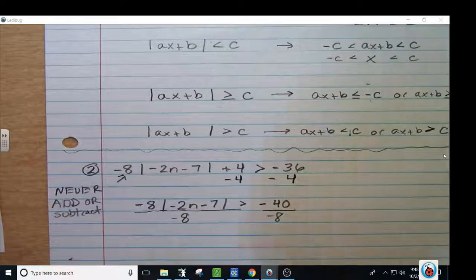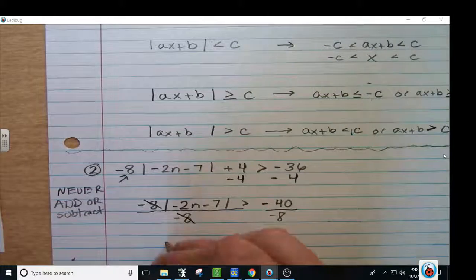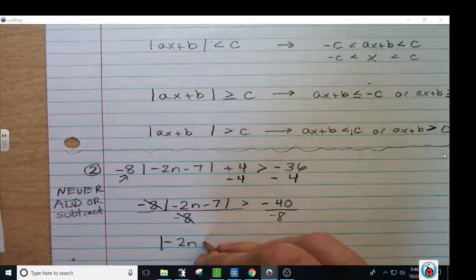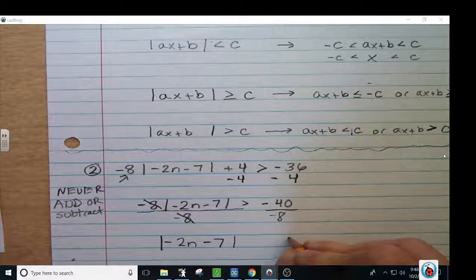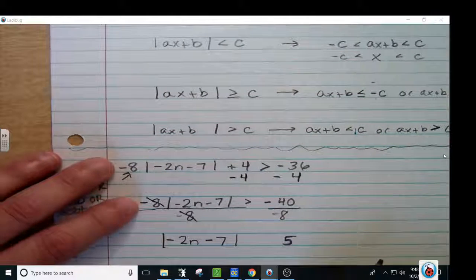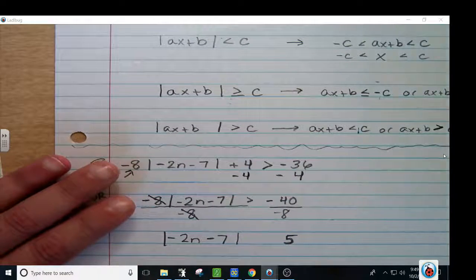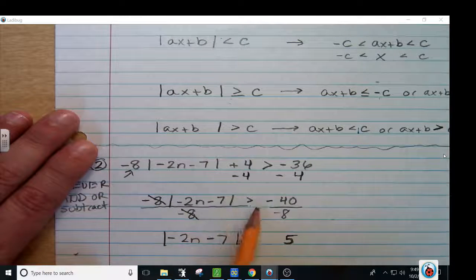Okay. Now, as always, these will cancel out. That becomes -2n absolute value minus 7, and this is going to be 5. Now, why did I not put my sign here? Well, we need to talk about something. When you're doing inequalities, going back to Math 1 and Math 8 and stuff, when you divide by a negative number, what happens to the inequality sign? It flips, it switches direction.